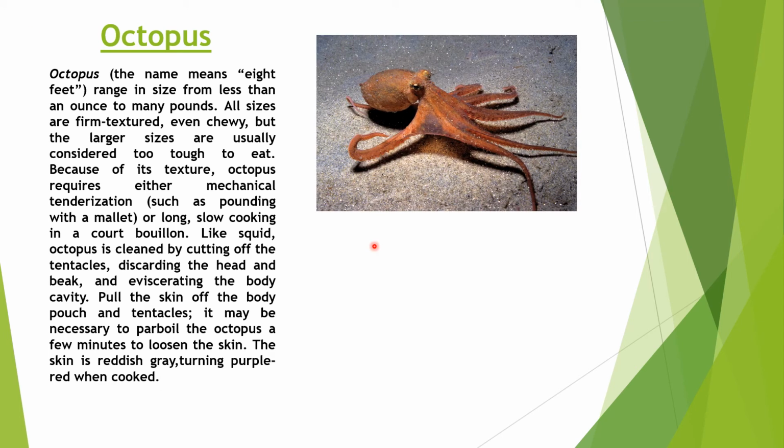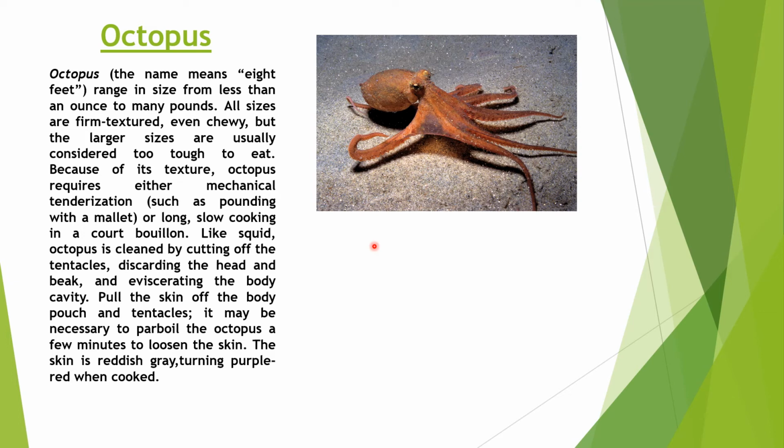All right, so the octopus, one of my favorites. Love octopus, very delicious. So octopus means eight feet. The octopus comes in different sizes. It can be from ounces to many pounds, and of course, octopus is chewy. It has a firm texture. But if an octopus is very big, it becomes very tough, chewy like rubber to eat. So it's not really considered good to eat octopus that is too big.